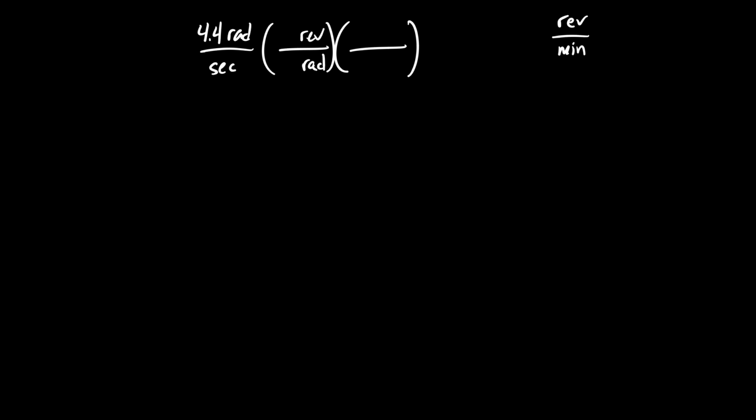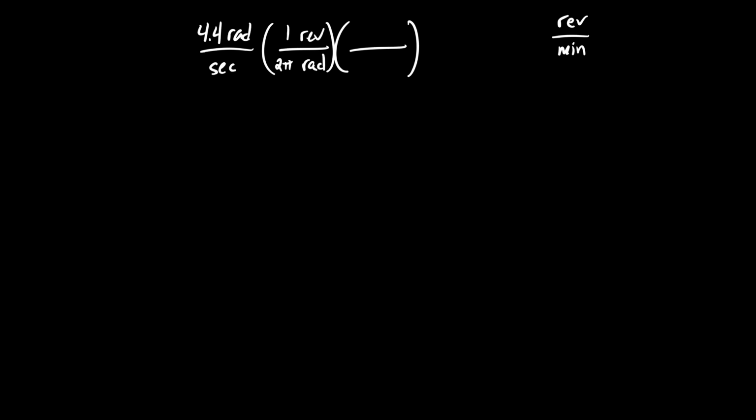Now I need my conversion fact. Do you have a conversion fact that can get you from radians to revolutions, or from revolutions to radians? Do you know one? 2 pi what? So there are 2 pi radians for every 1 revolution. There it goes. That conversion will convert me now from radians to revolutions. Looks like I'm going to be dividing by 2 pi. Let's go to the next one.